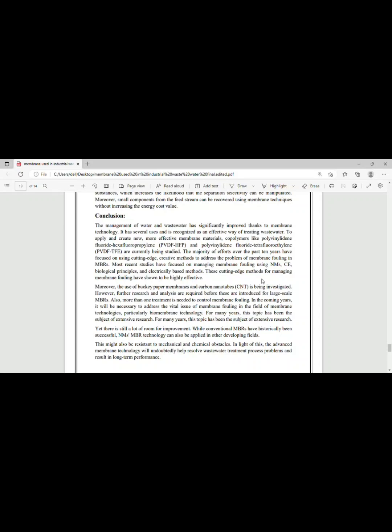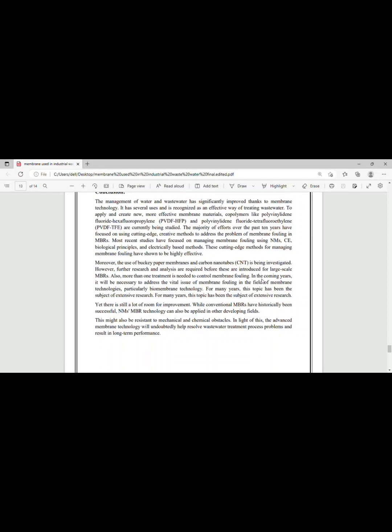The majority of efforts over the past 10 years have focused on using cutting-edge, creative methods to address the problem of membrane fouling in MBRs. Most recent studies have focused on managing membrane fouling using NMs, CE, biological principles, and electrical-based methods. These cutting-edge methods for managing membrane fouling have shown to be highly effective. Yet there is still a lot of room for improvement.